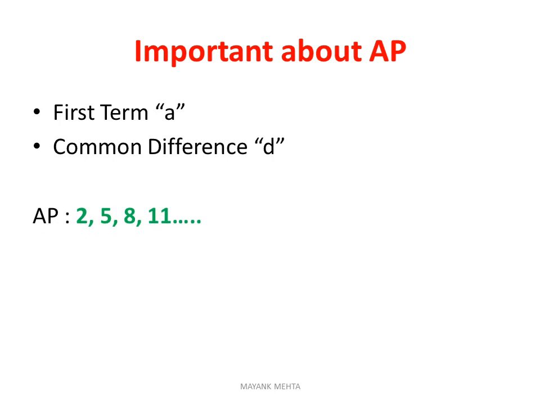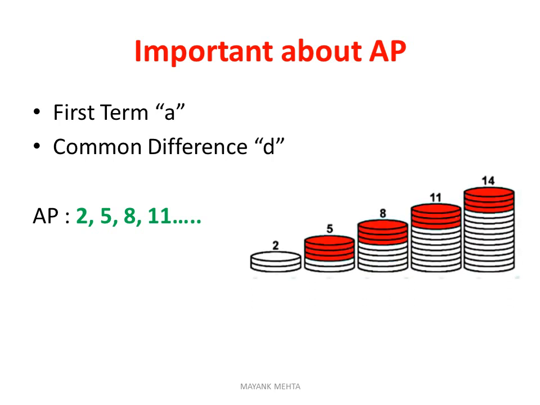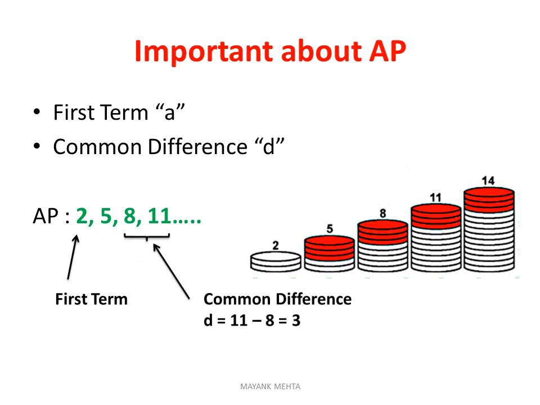If AP is 2, 5, 8, 11, that means here is the arithmetic progression. The 2 is the first term that you will need to note down, and common difference is the difference between two consecutive terms, that is 11 minus 8 is 3, 8 minus 5 is also 3.